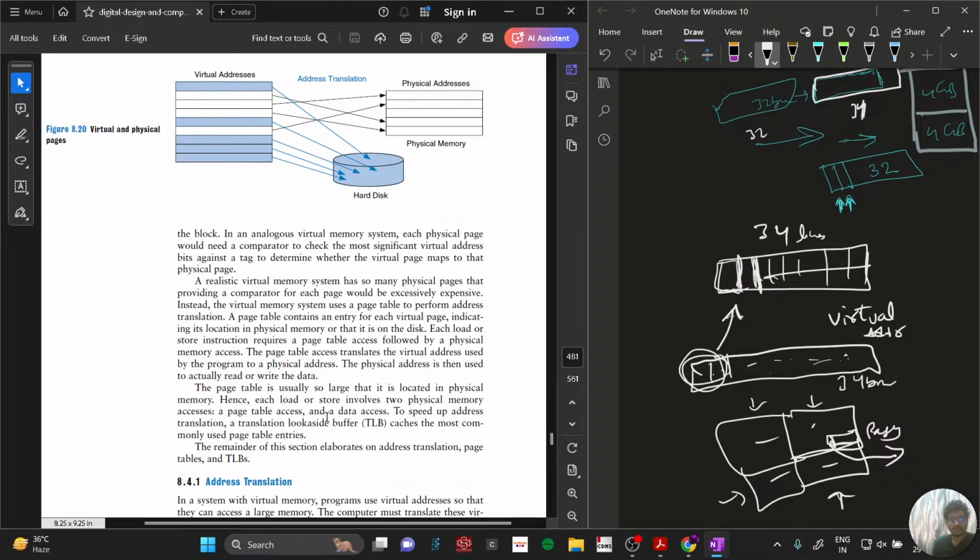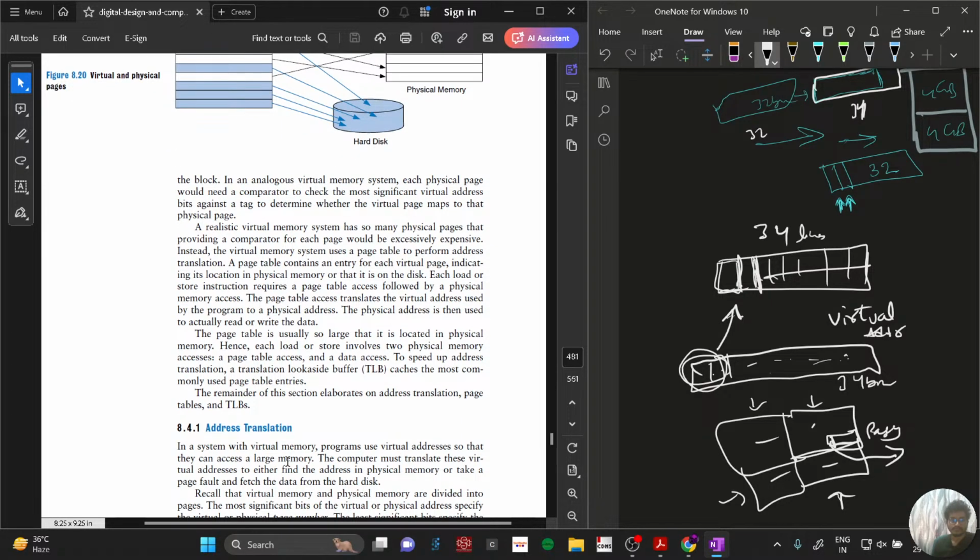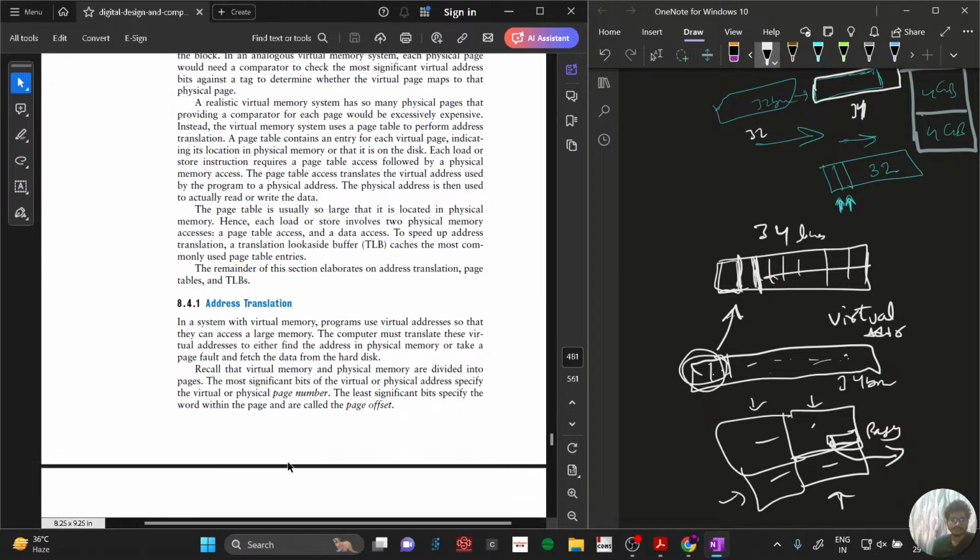To speed up address translation, we use the translation lookaside buffer, TLB. The translation lookaside buffer caches the most commonly used page table entries. The remainder of this section covers address translation, page tables, and TLBs.